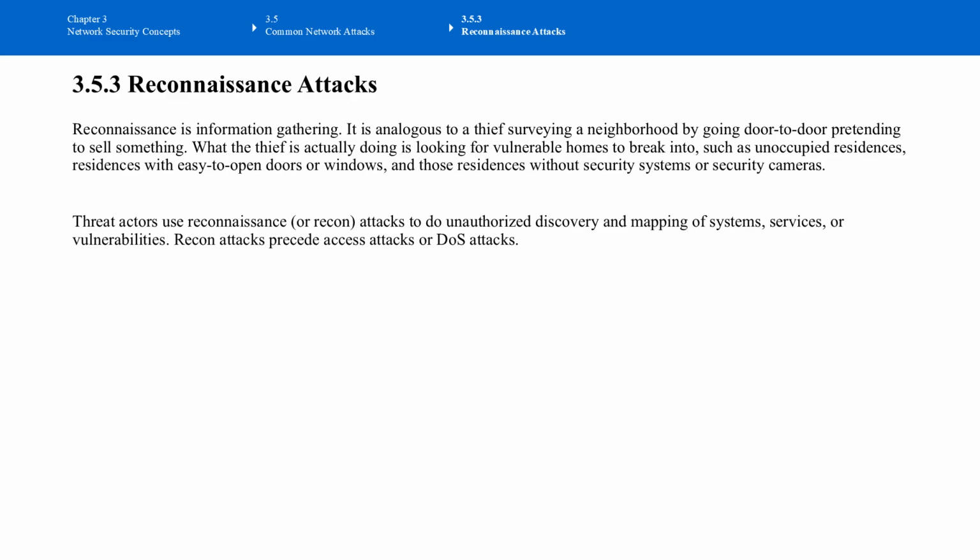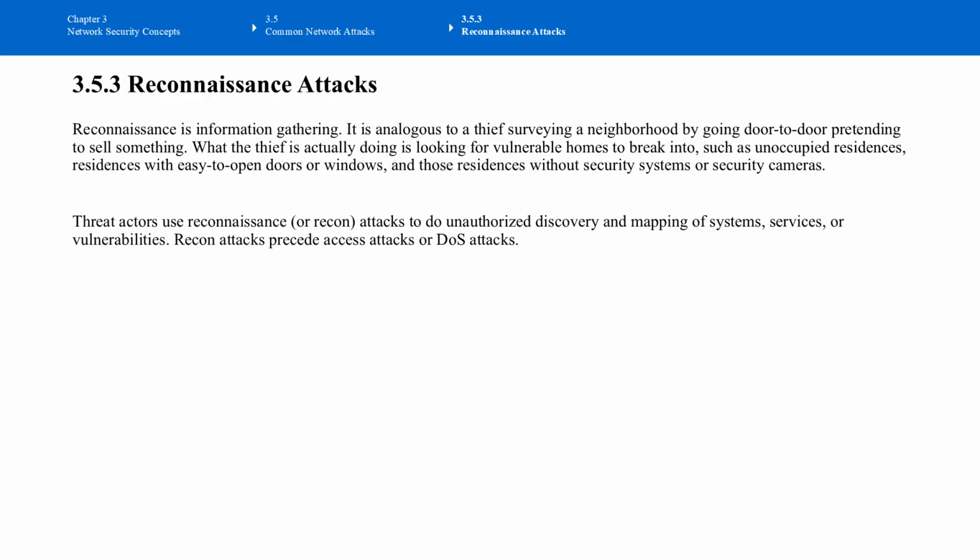Reconnaissance, or recon, means information gathering. Think of it like a thief surveying a neighborhood before deciding which house to break into. The thief may look for empty houses, unlocked windows, or homes without security systems. Cyber attackers do something similar with networks.